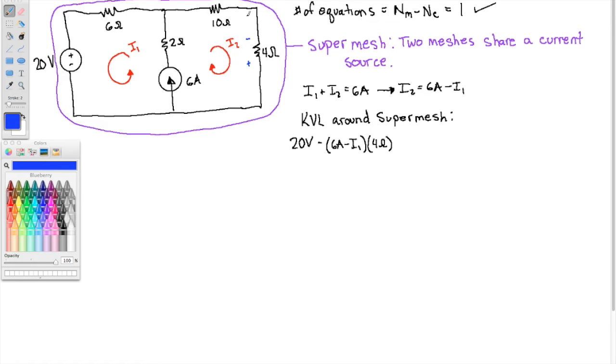Okay, so now we're up here, and we need the drop across the 10 ohm resistor. Again, I2 is opposing me, so I need a minus I2. So that's minus (6 amps minus I1) times the 10 ohms.